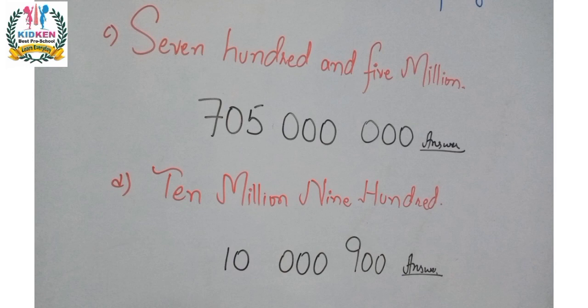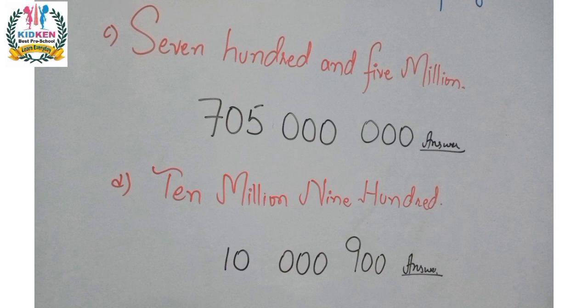Next part of this question is 705 million. Again we have 100 millions, which has 9 digits, so we can write these numbers in figures. Next part is 10 million 900. Again we have 10 millions, so we write 8 digits in figures, and after 3 digits we leave a small amount of space to follow the international counting system.